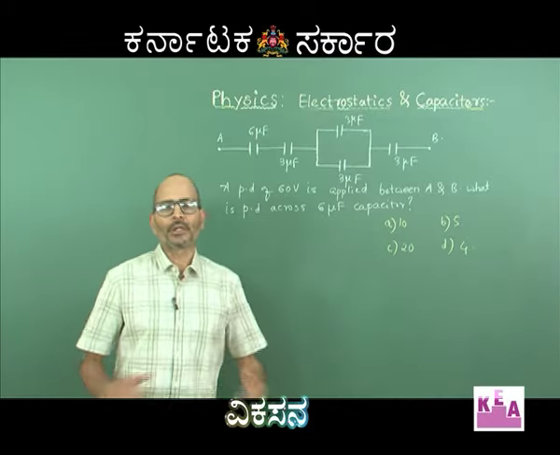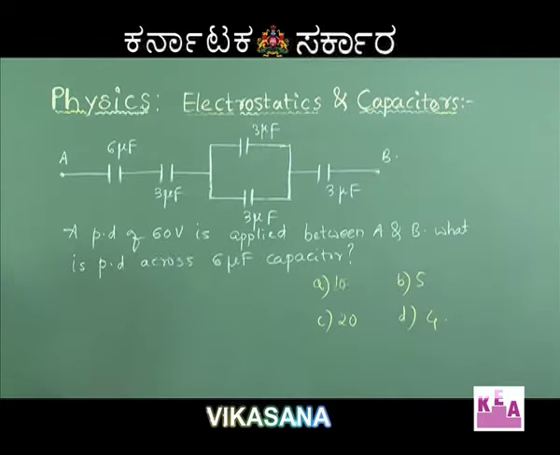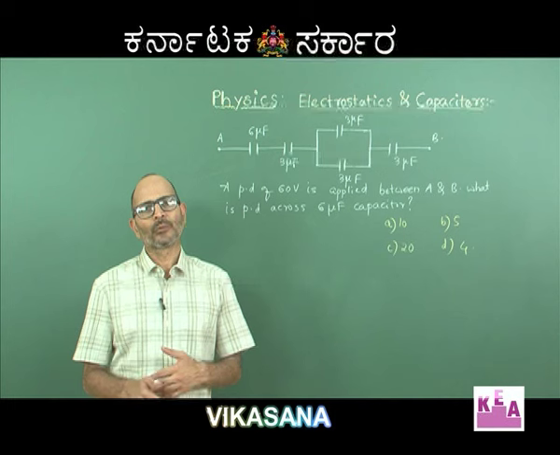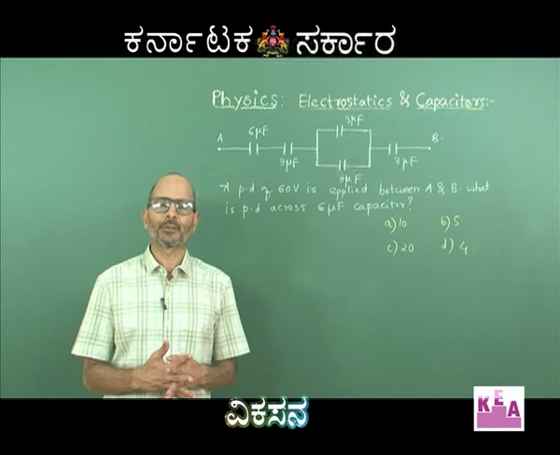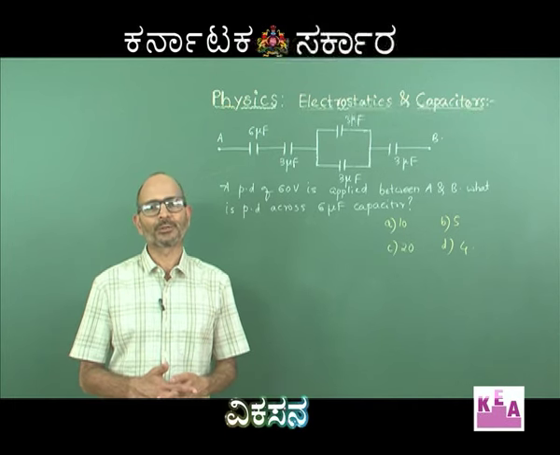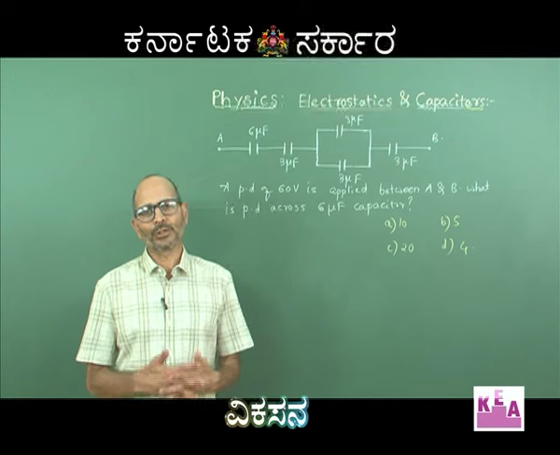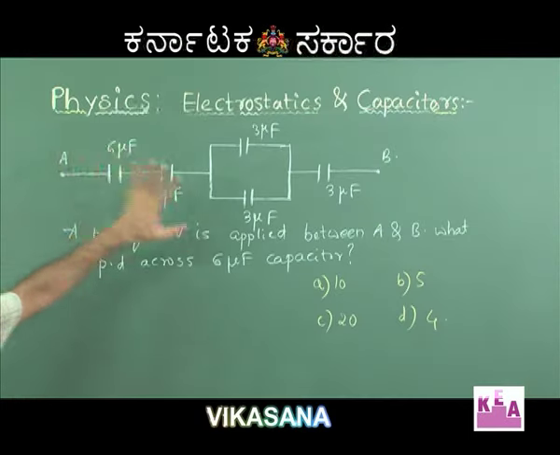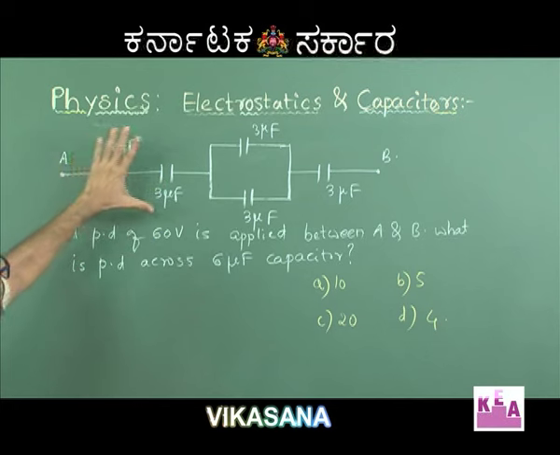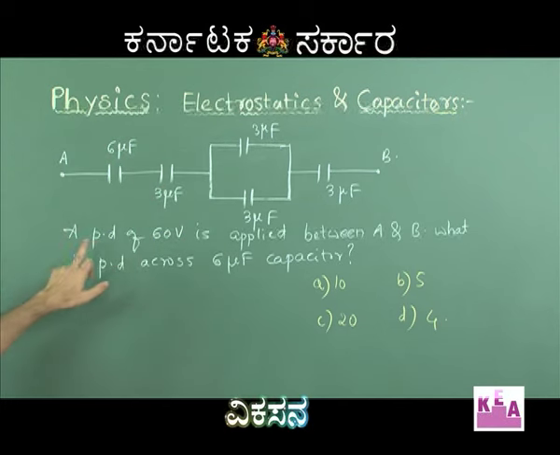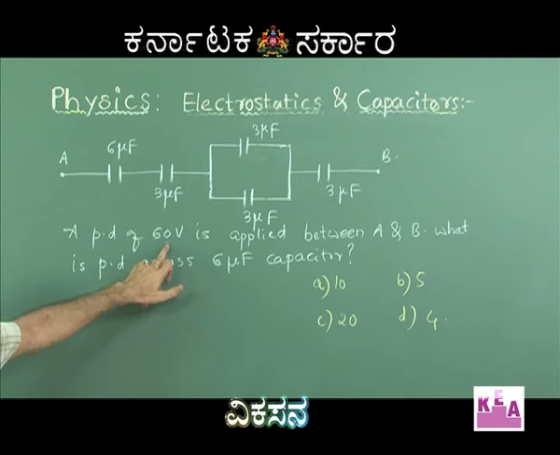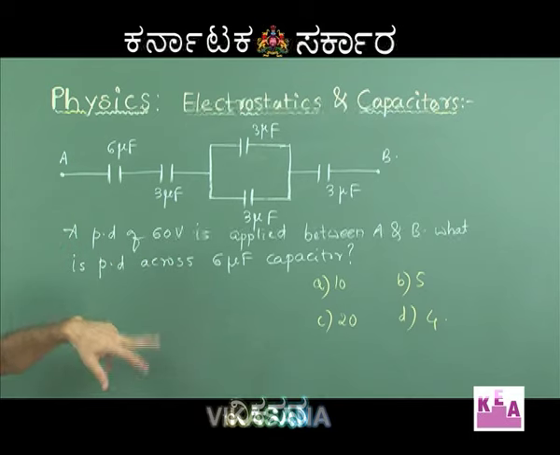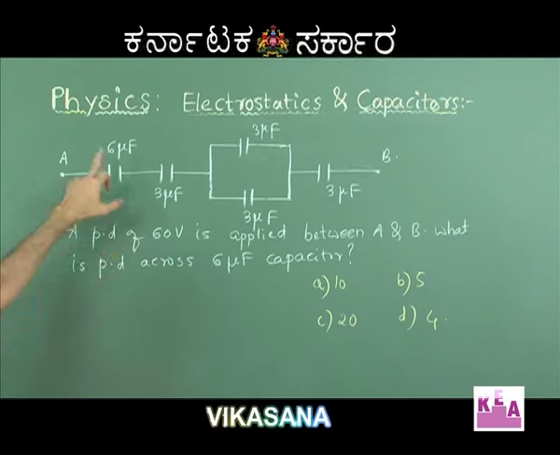So, here is another problem on a network of capacitors, slightly one step ahead of what we had done in the previous one. In the previous problem, I think we were only concerned about the equivalent capacitance between 2 given points. So, here there is one step more than that. So, let us read the problem. This is a network of capacitors with the respective capacitances very clearly written. A potential difference of 60 volts is applied between A and B. What is the potential difference across the 6 microfarad capacitor is what he is asking.